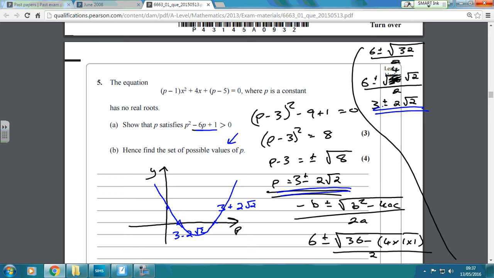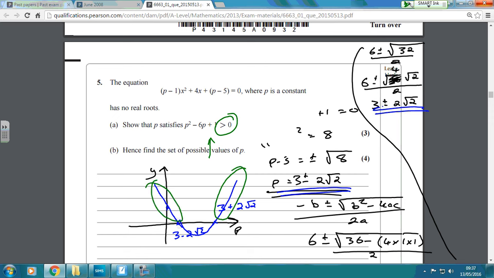Now, what we've got to do is find the set of possible values that make this true. So we need to find the values of p that make it greater than 0. So we have a look, and where is our graph greater than 0? This bit here is above the y-axis, and this bit here is above the y-axis. So the final answer is when p is greater than 3 plus 2 root 2, and this bit here, where p is less than 3 minus 2 root 2. And again, that question starts to get a little bit tricky.